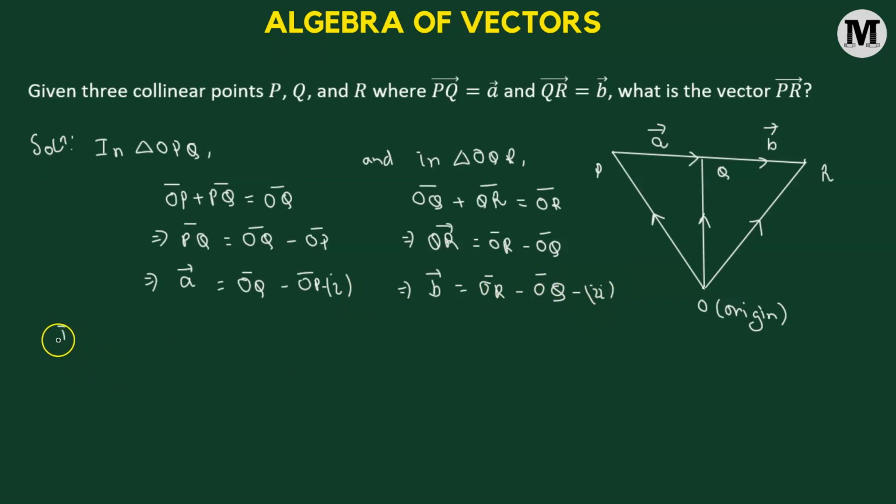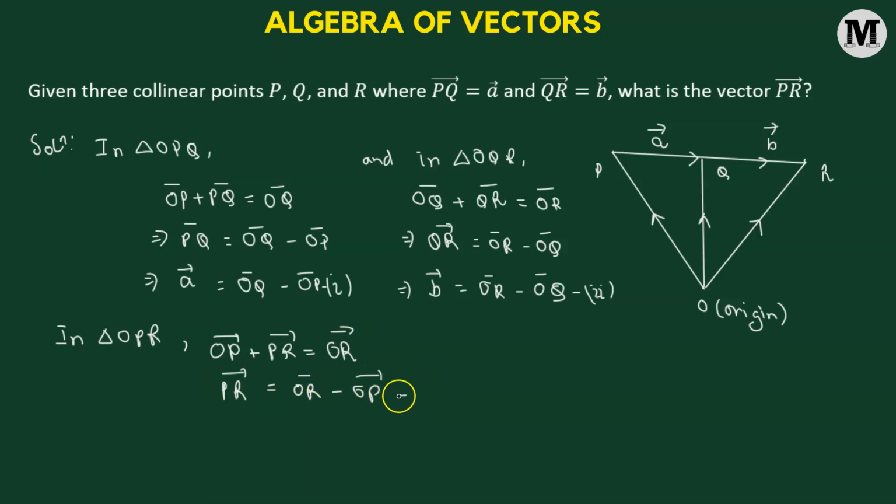And then finally, we consider the triangle OPR. In this triangle, if we consider OP vector and add PR vector to it, then from the triangular law of vector addition we get OR vector, which means PR vector equals OR vector minus OP vector. Let's say this is equation number 3.